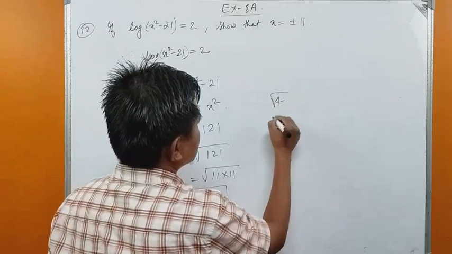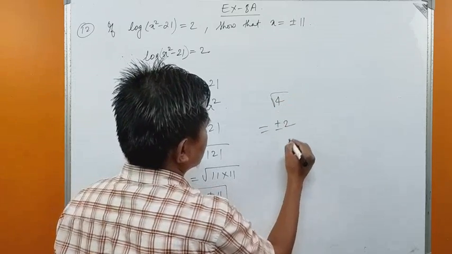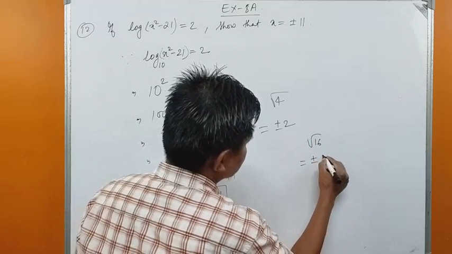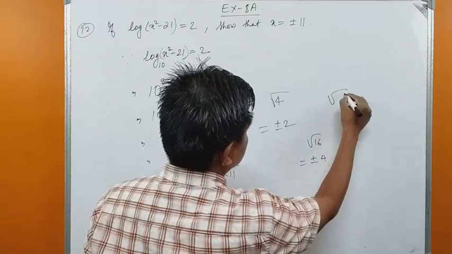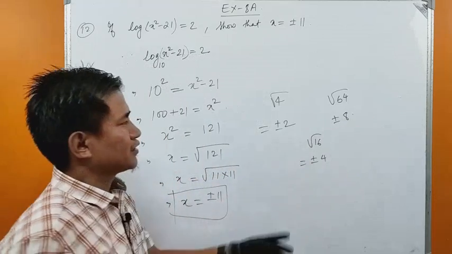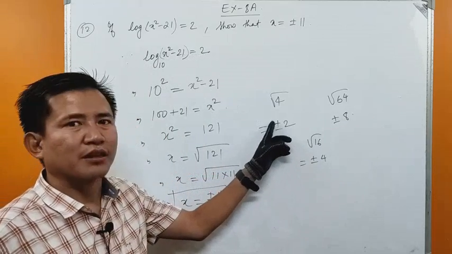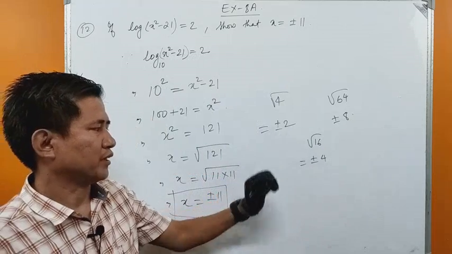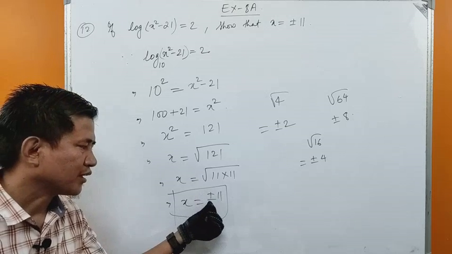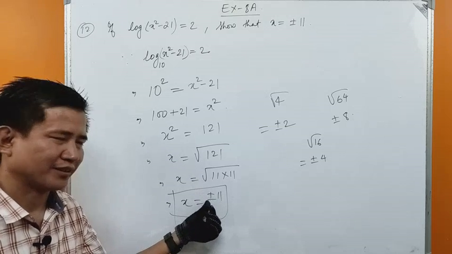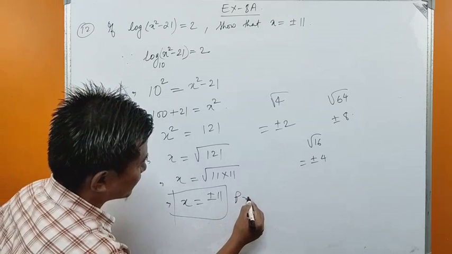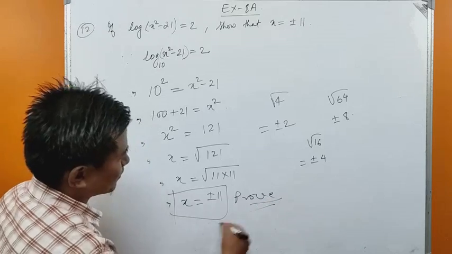Root under 4 means plus minus 2. Root under 16 means plus minus 4. Root under 64 means plus minus 8. Okay, sign is not fixed, plus minus. It can be plus or it can be minus, plus minus. Therefore, whenever a number is freed from a root, plus sign and minus sign both we write. Okay, I hope you got this. So this is the answer. This is proved. The value of x is plus minus 11.